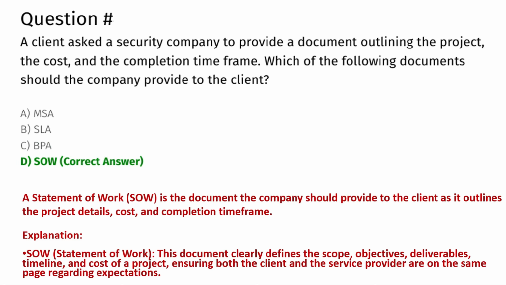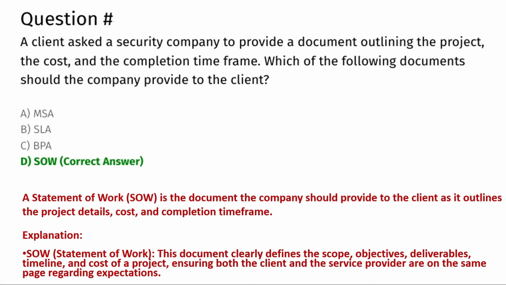Next question is, a client asked a security company to provide a document outlining the project, the cost and the completion time frame. Which of the following documents should the company provide to the client? Option A, MSA. Option B, SLA. Option C, BPA. Option D, SOW. So the correct answer for this question is option D, SOW, a statement of work. So let's check the explanation.